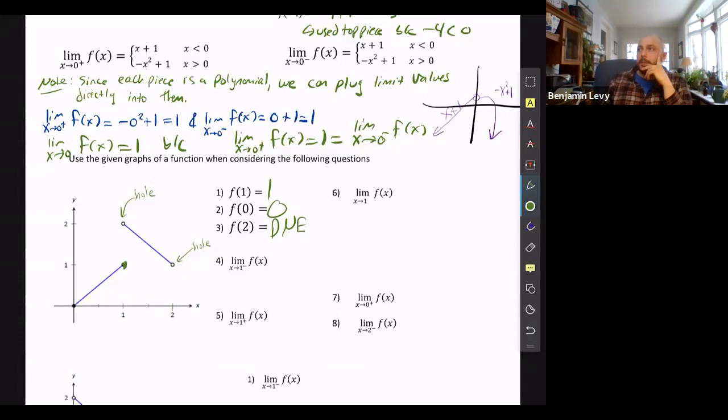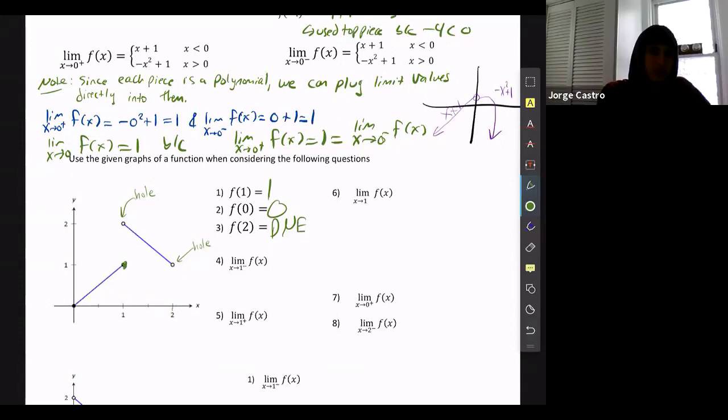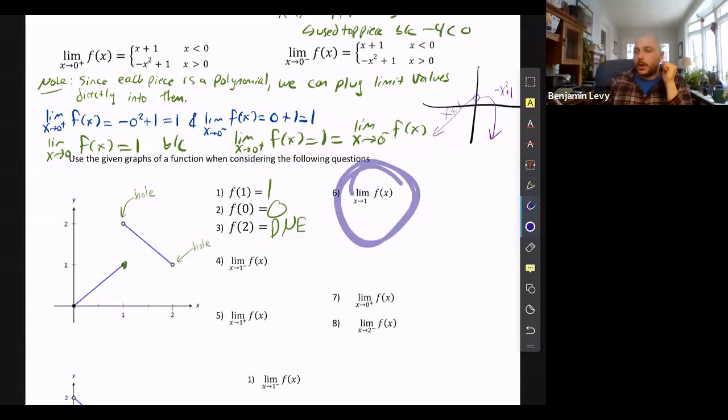All right, let's look at some limits then. Are those function values okay before we look at limits? So this one here is asking about the limit as x goes to 1, but in order to answer that question, we need to look at the right and the left-hand limits. So we want to look at 4 and 5, and that'll help us answer 6.